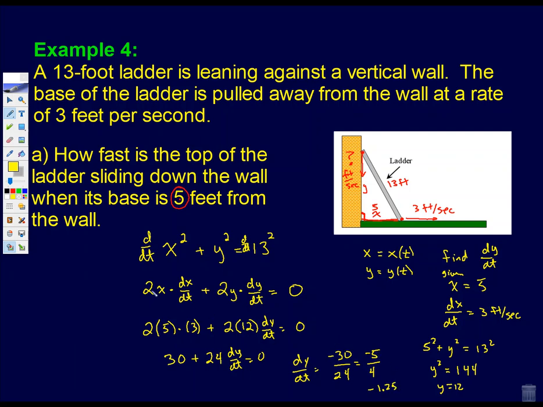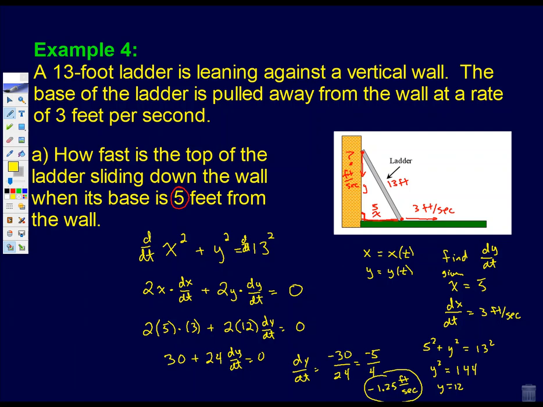Now, what would the label be? If we had put labels in all of the work as we went, the label would have spit itself out here at the end. Or I can just see that y is the height of the ladder, which would be measured in feet, and the time is measured in seconds. So this rate will be in feet per second.